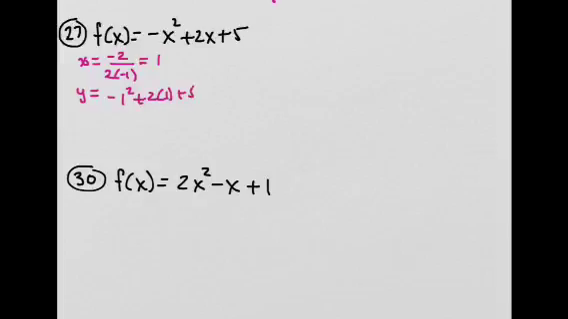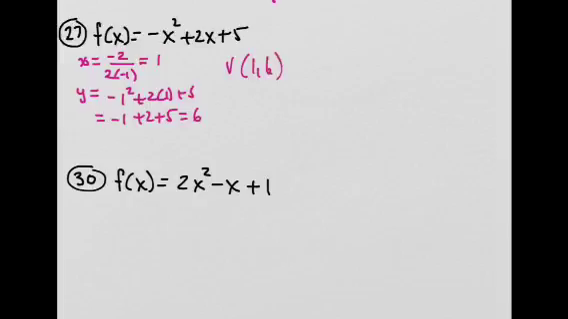Now remember your order of operations. This means right here that only the 1 is being squared, and then you're multiplying it by negative. Okay, so then this is negative 1 plus 2 plus 5, so it's 7 minus 1, 6. So the vertex is 1, 6.